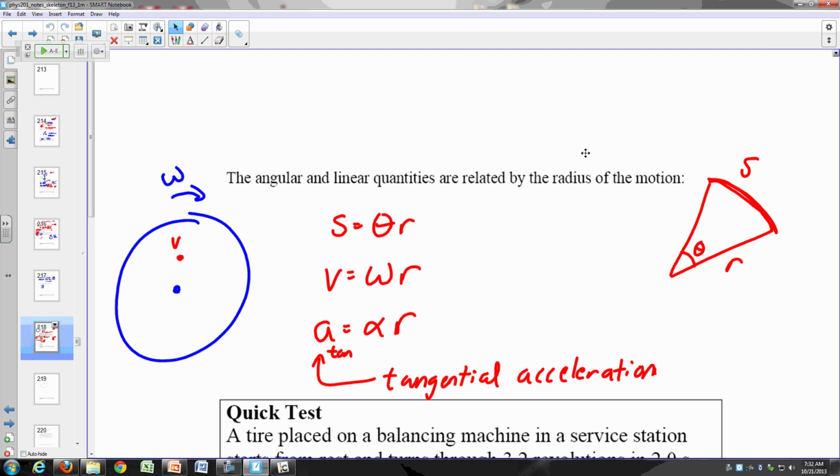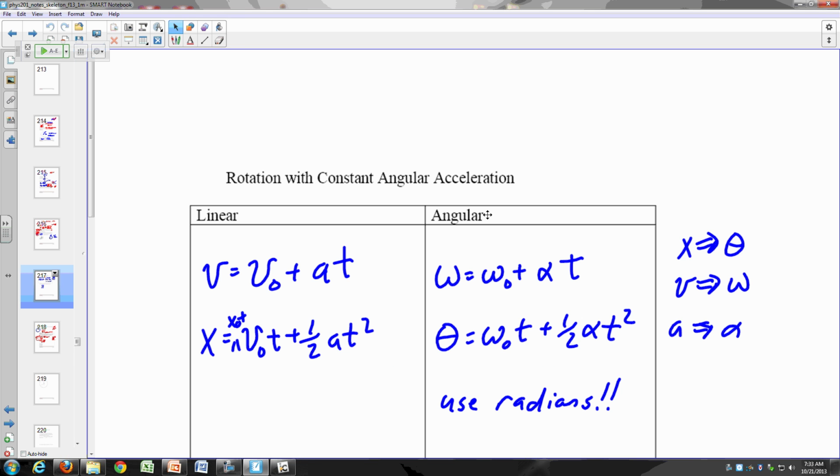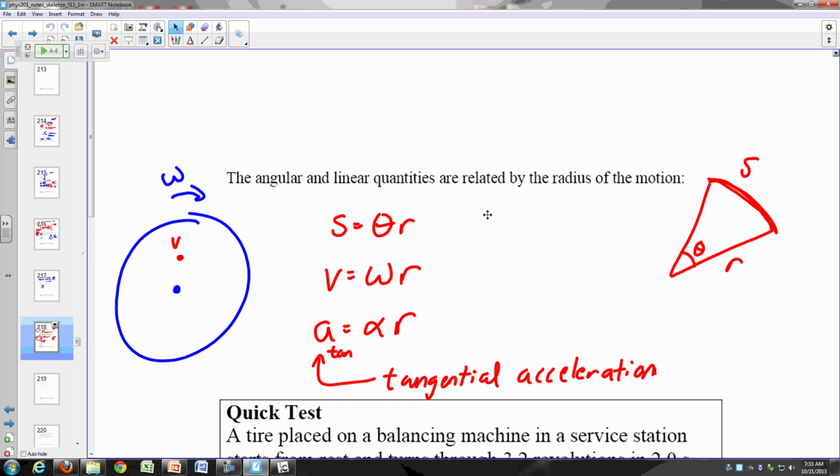We started chapter, is it chapter 7? It's chapter 7, right? On rotational motion. And all this was the same, it's just we had a few things that were different. A couple things to note is that we're using radians. You'll need to know how to convert between radians, degrees, and revolutions. So I gave you this conversion factor, which is 2 pi radians equals 1 revolution equals 360 degrees.